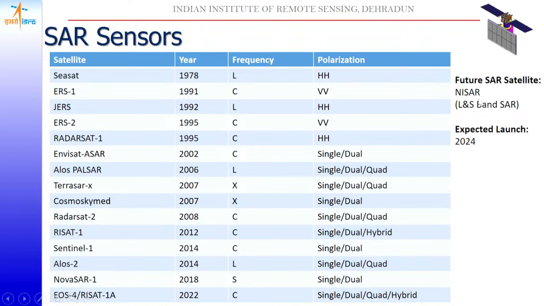And in future, next year, we are launching a dual frequency SAR, the first SAR which has two frequencies, L and S, in a single SAR. There is no space-borne SAR which has dual frequency so far. It is actually a joint mission of ISRO and NASA, called the NASA-ISRO SAR, or NISAR, and it has both frequencies. The expected launch is next year, 2024.